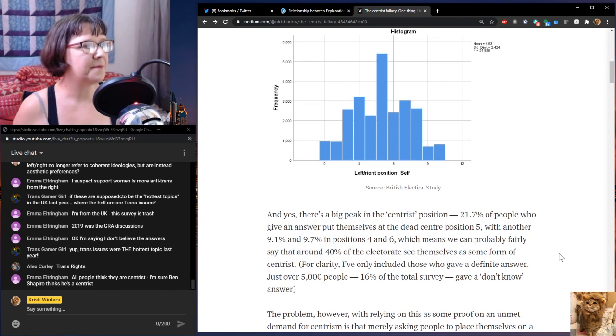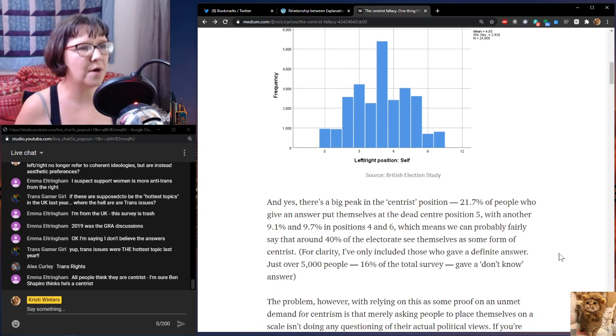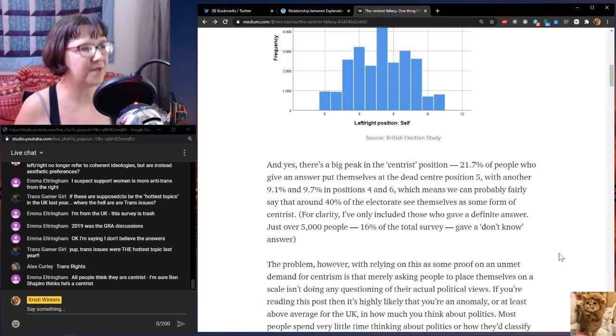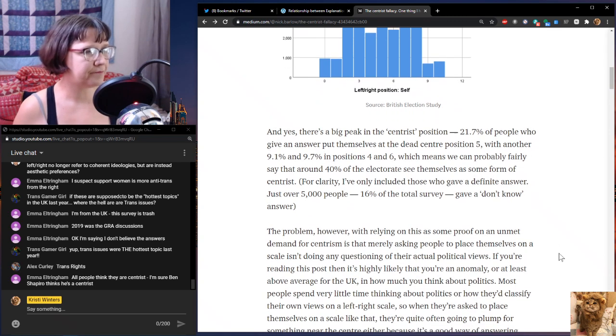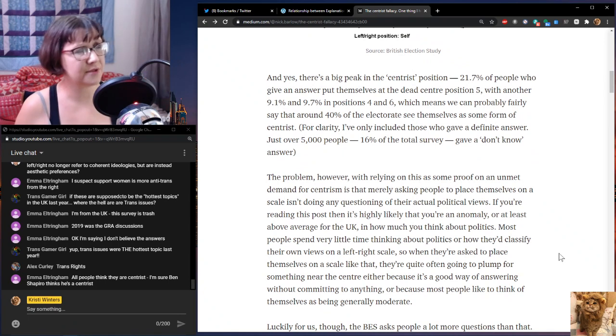And yes, there is a peak in the centrist position. 21.7% of people who give an answer put themselves at the dead center, position 5, with another 9.1 and 9.7 at positions 4 and 6, which means we can probably fairly say around 40% of the electorate see themselves as some form of centrist. For clarity, I've only included those who gave a definitive answer. Just over 5,000 people, 16% of the total survey, gave a don't know answer. So he's saying he's excluded those.